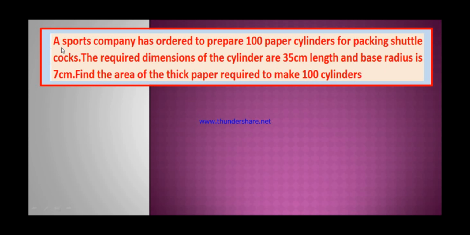I shall repeat. A sports company has ordered to prepare 100 paper cylinders for packing shuttlecocks. The required dimensions of the cylinder are 35 cm length and base radius is 7 centimeters. Find the area of the thick paper required to make 100 cylinders.